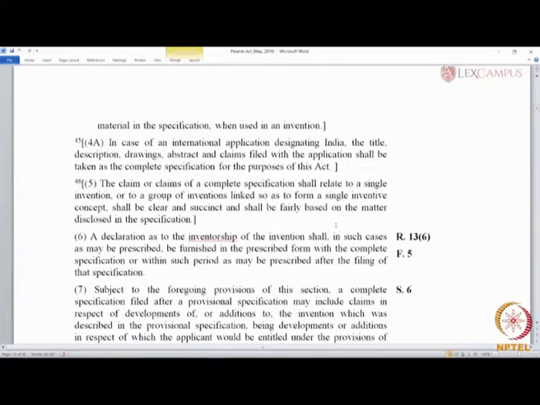So, if the descriptive part does not make a full description of the invention and if you claim something which you have not described, then the patent office will regard that your claims are not fairly based on the matter disclosed, and that will be a ground for rejection of the claims.